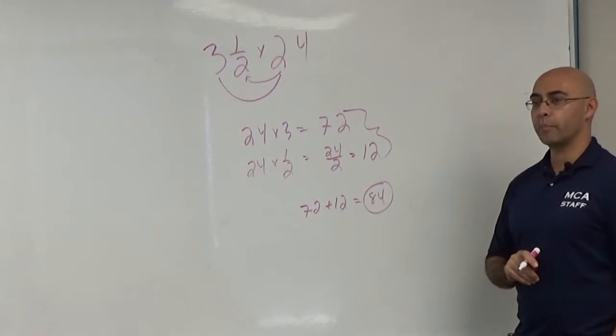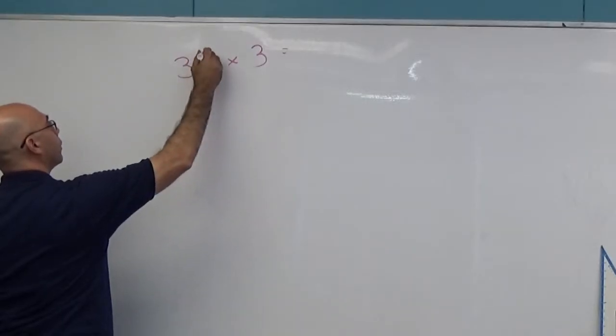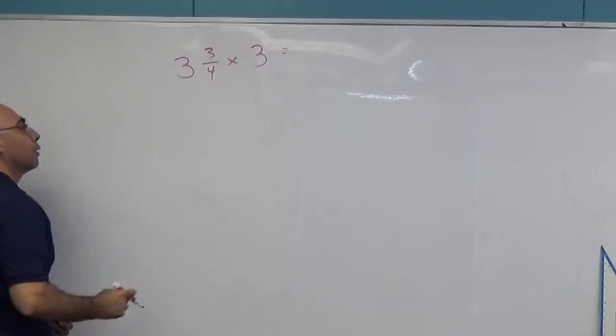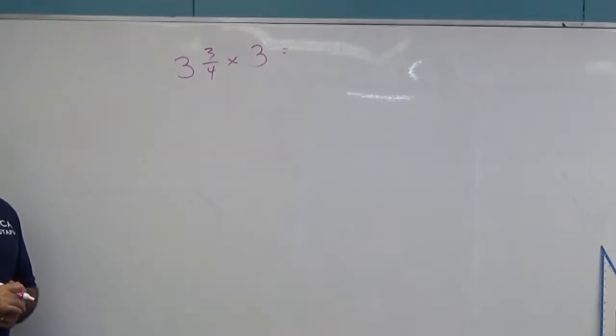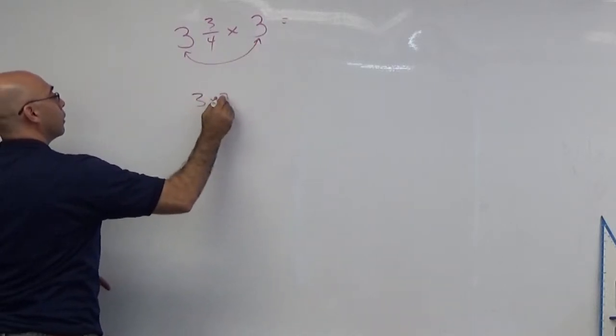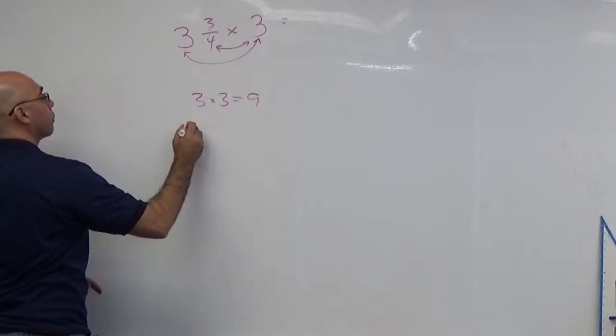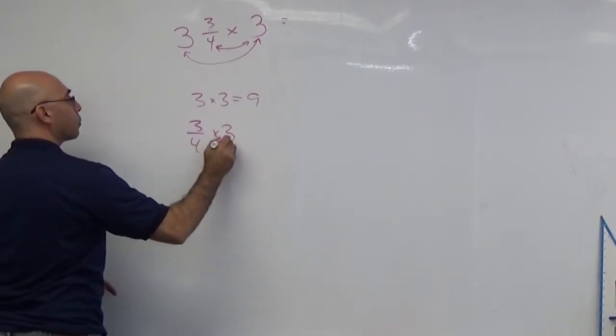84 is your final answer. Wow. 3 and 3/4 times 3. Let's see, 3 times 3 is how much? 9. Thank you. And we have to do 3 times 3/4, or we'll say 3/4 times 3.